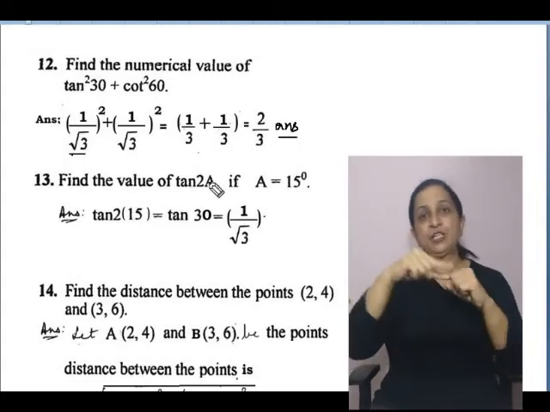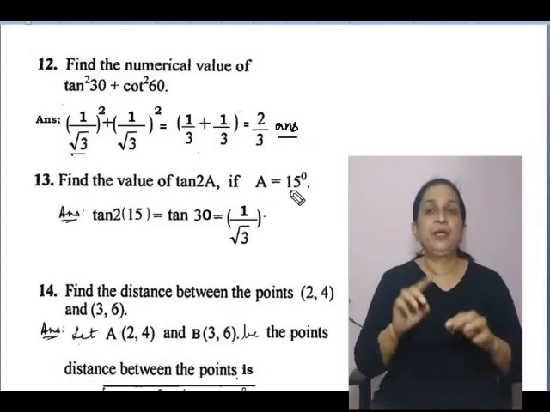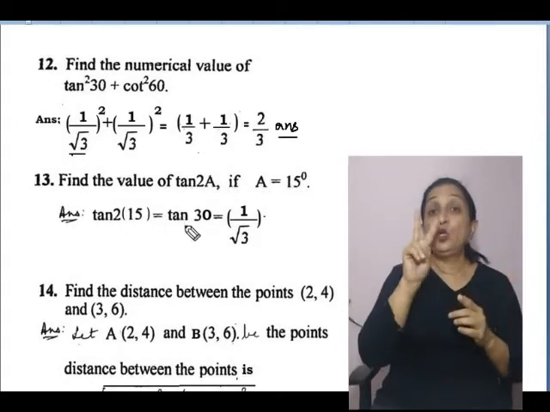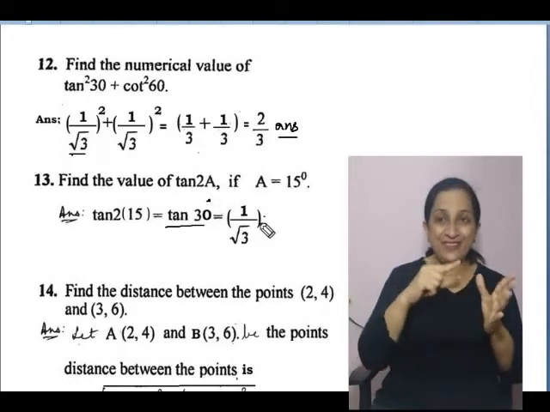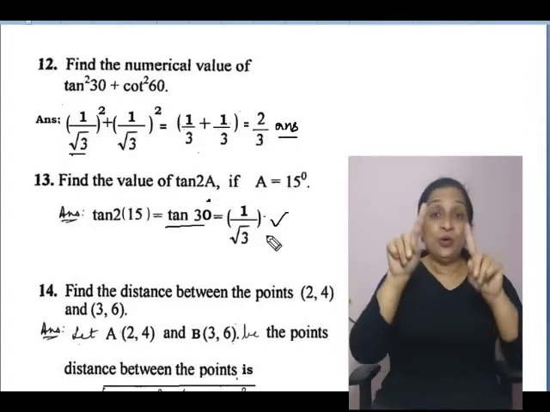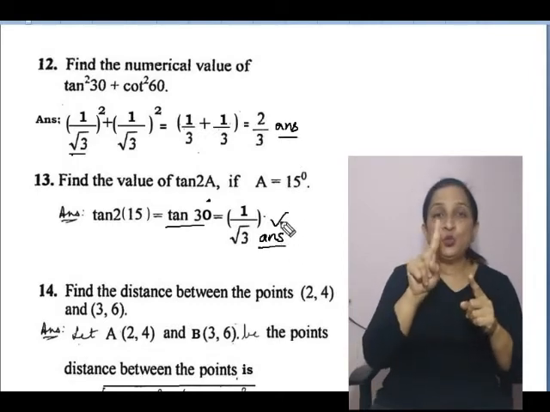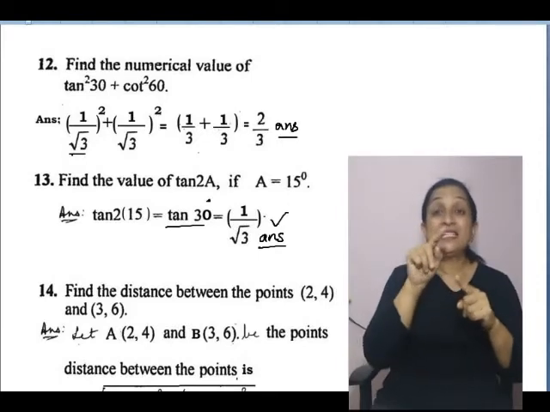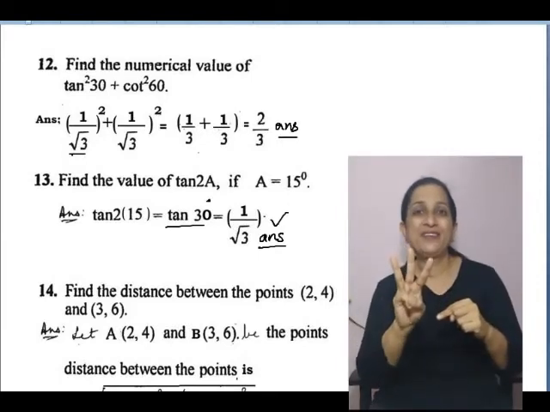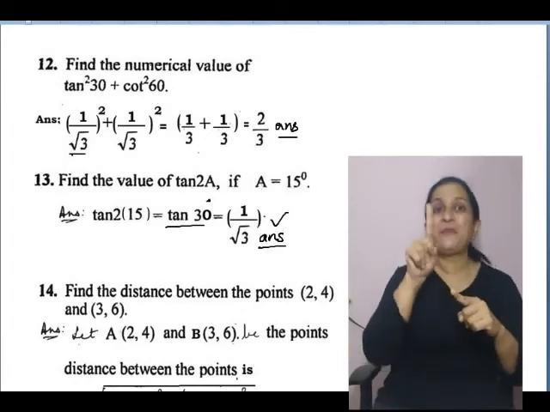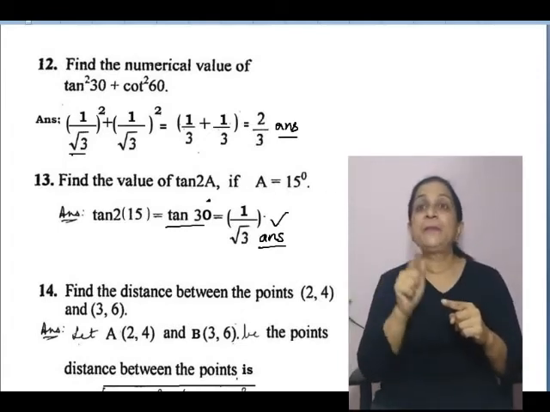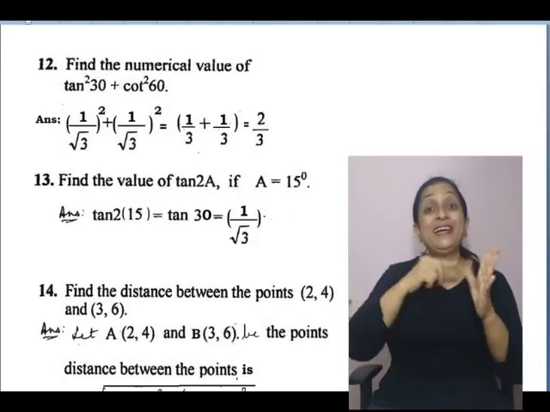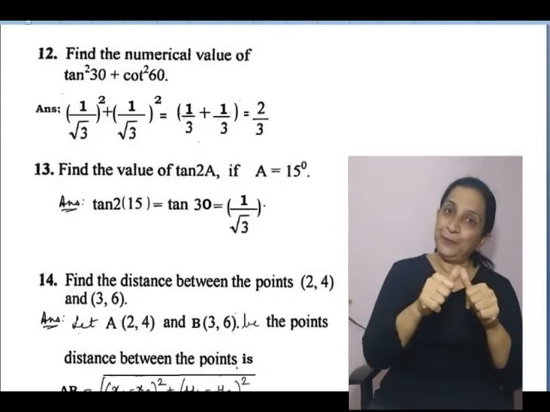This is the answer. Then 13, find the value of tan 2A if A is equal to 15. So simply put the value of A here, then this becomes tan 30 degrees. Tan 30 is nothing but 1 over root 3. So it means here that you must remember the values of sine, cos and tan for 30 degrees, 45 degrees, 60 degrees, 90 degrees and 0 degrees. If you remember that, or if you put the table as soon as you get the paper, then you will be able to easily score up to 10-15 marks in trigonometry.